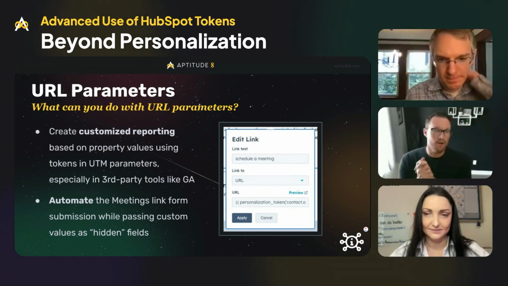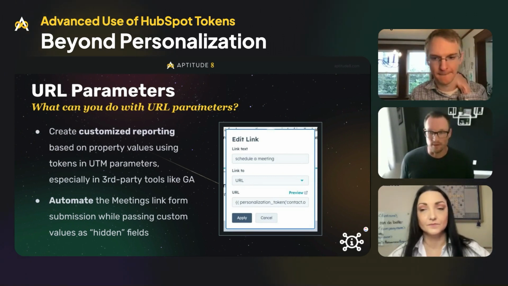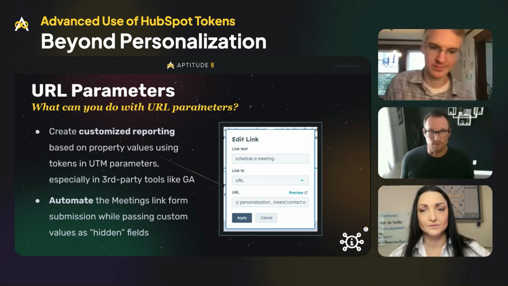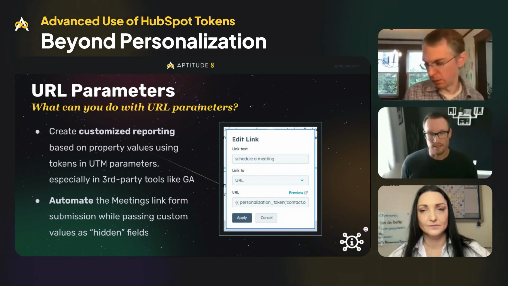And then I also want to chat with you about automating meeting links' form submissions, since meeting links don't have the ability to hide fields in the form, right? So if you add a custom field to the form, you can't really hide it the way you can in the regular form editor. But using a personalization token in a particular link, you can actually pass a value to that form field, and then auto submit that form, making the experience better for people that are booking meetings with you.